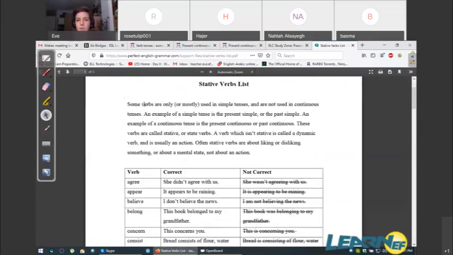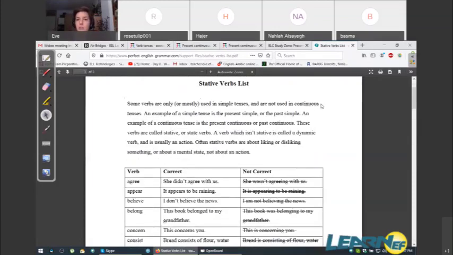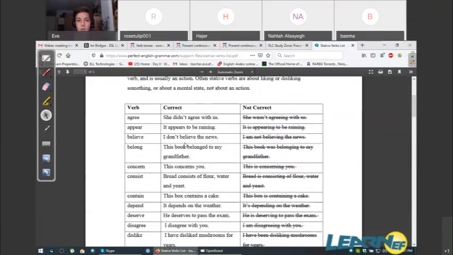Some verbs are only or mostly used in simple tenses and are not used in continuous tenses. That means present continuous, past continuous, present perfect continuous, past perfect continuous. An example of a simple tense is the present simple or the past simple. State verbs, for example agree, believe. That means you cannot put them in the ing form.